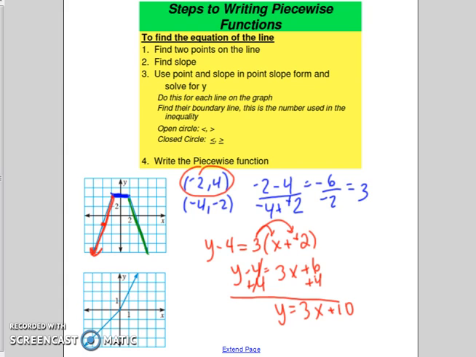Okay, so let's look at the second example. This one's a little bit easier. We can kind of count the slope on this one. We have the left part of the graph, which is this line. It's crossing at 0, so it has a y-intercept of 0. And if we count the slope, it's a slope of 1, because it's going down 1, left 1, down 1, left 1. So it's a -1 over a -1, which is 1.